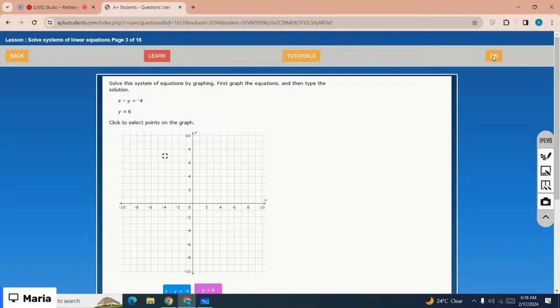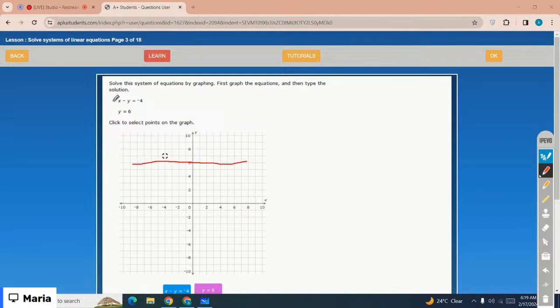The next one is x minus y equals negative 4 and y equals 6, right? Okay, so y equals 6, you have a line over here. This is y equals 6. Okay, when x is 0, y is 4. When y is 0, x is negative 4. So these are 2 points for the first equation. X is 0, y is 4. When y is 0, x is negative 4. So just join these 2 points and make a straight line.